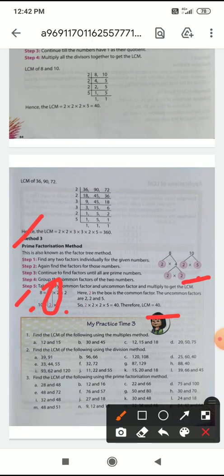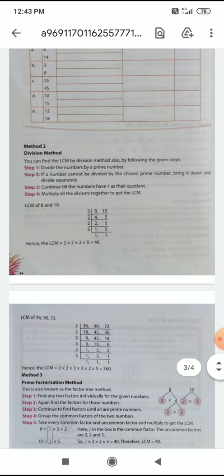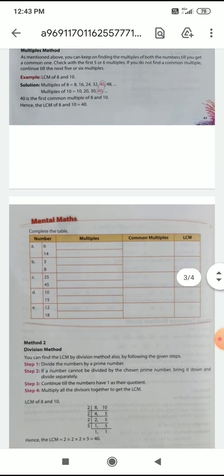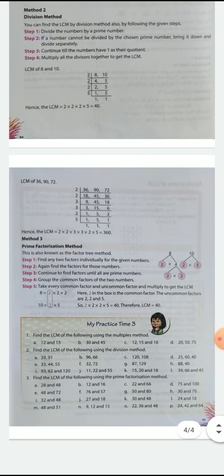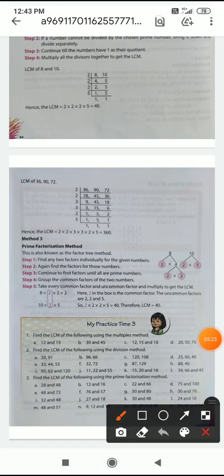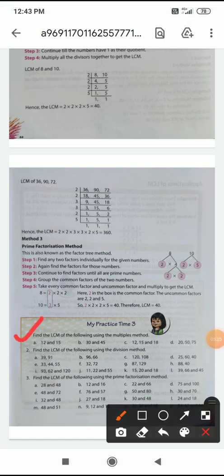Then my practice time 3 is about all the methods. Just read it out. Here just follow these 3 methods: the multiples method, the division method and the prime factorization method. In number 1, the multiples method is given, you follow the example, then do. Number 2 is the division method, you follow the division method, and number 3 is the factorization method.